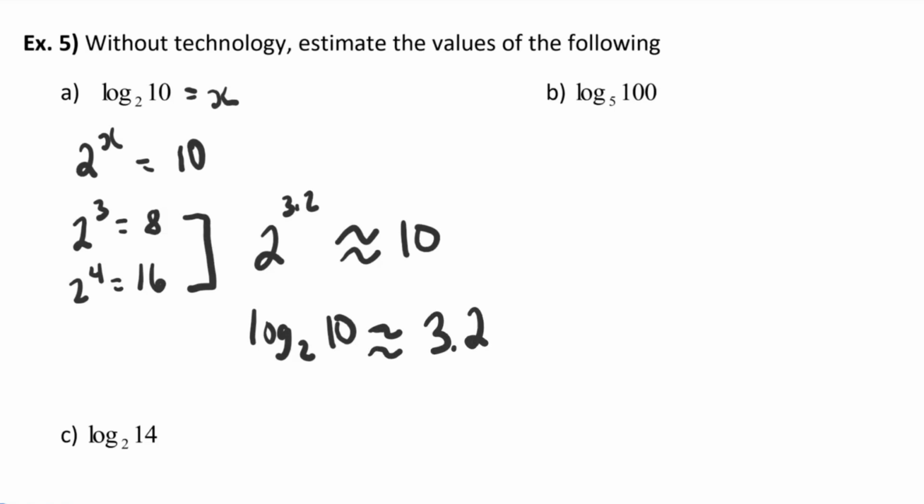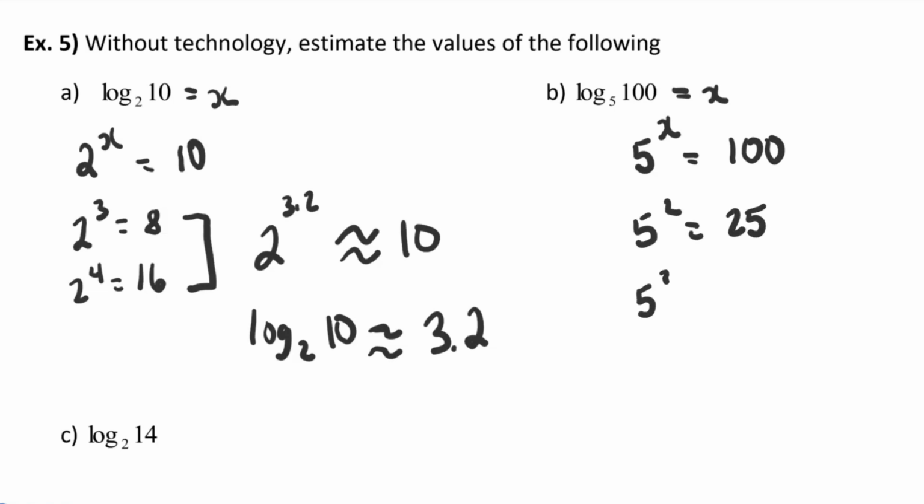Okay, let's try B. That is log base 5 of 100. That's going to be equal to x. Let's change that so it's in exponential form. So 5 to the power of x is equal to 100. Okay, so we have 5 squared, that's equal to 25. And 5 to the power of 3 is equal to 125.